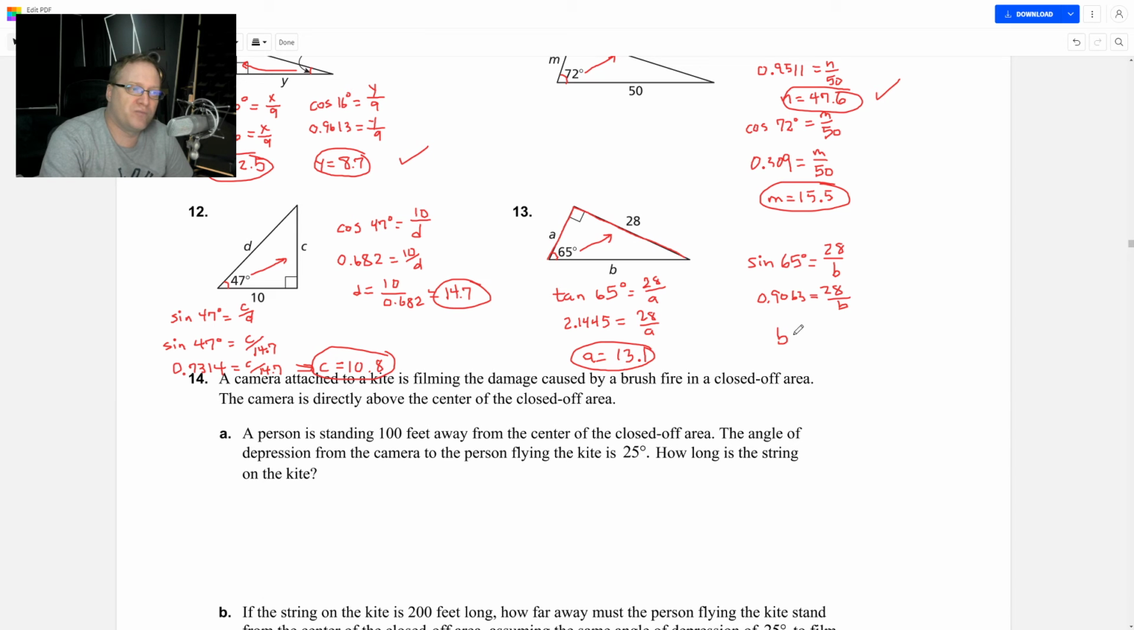Well, if we solve for B now, we're going to put the B over here, and then 0.9063 moves underneath, so it's going to be 28 divided by 0.9063. So 28 divided by that, and you get 30.89, which is 30.9 if we round to the nearest tenth. And that's the answer. Okay, so we have done all of those problems now.